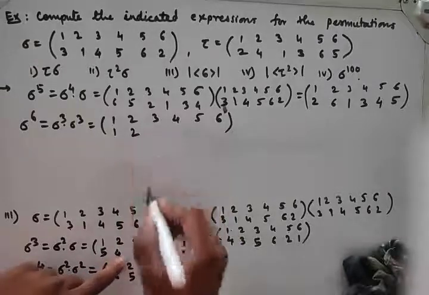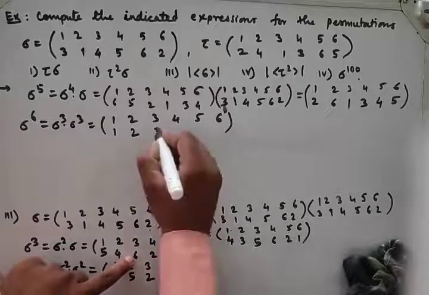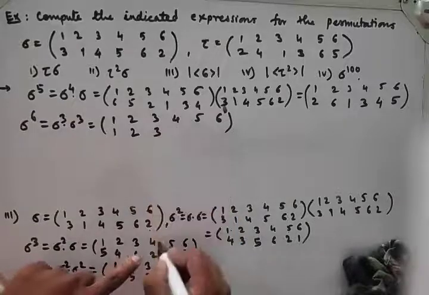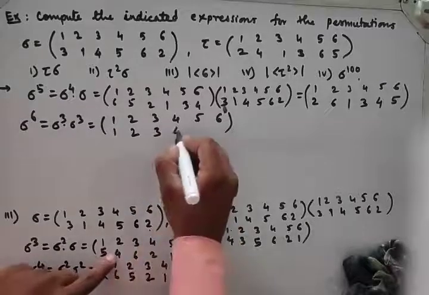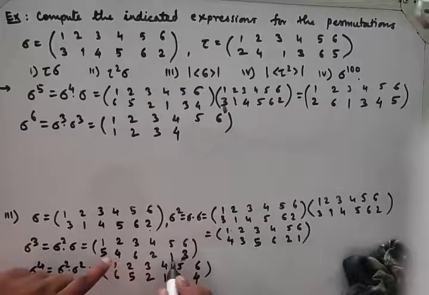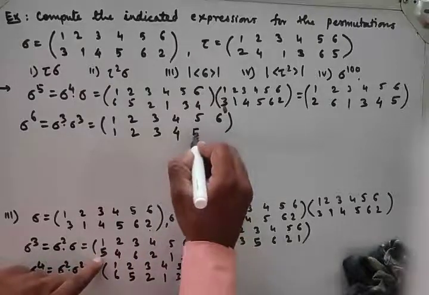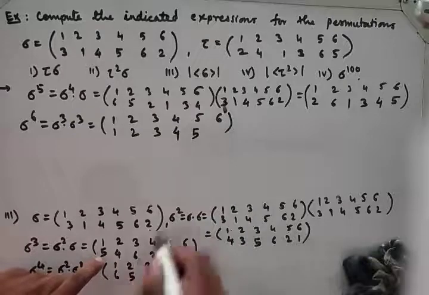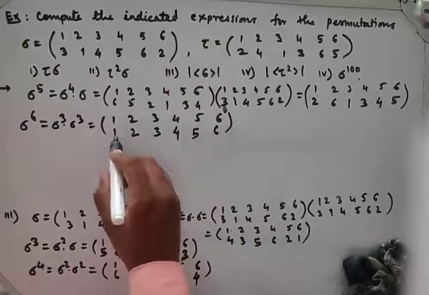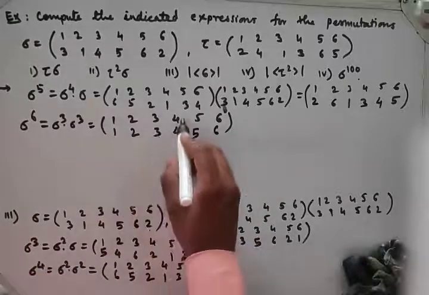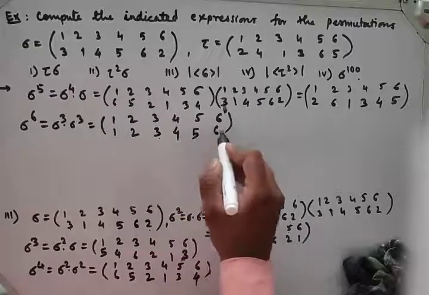Now next, 3 goes to 6, 6 goes to 3. Now next is 4, 4 goes to 2, 2 goes to 4. Now for 5, 5 goes to 1, 1 goes to 5, and last 6 goes to 3, 3 goes to 6. Here 1 goes to 1, 2 goes to 2, 3 goes to 3, 4 goes to 4, 5 goes to 5, 6 goes to 6.